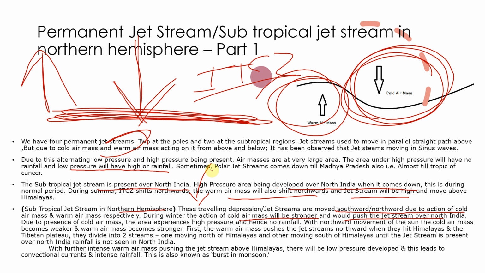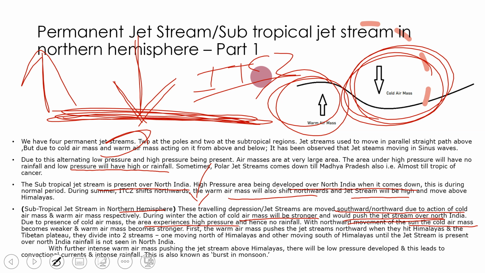So due to the presence of the cold air mass, which will be stronger, it would push the jet stream over North India. Due to the presence of cold air mass, the area experiences high pressure and hence no rainfall. With the northward movement of the sun, the cold air mass becomes weaker and the warm air mass becomes stronger.